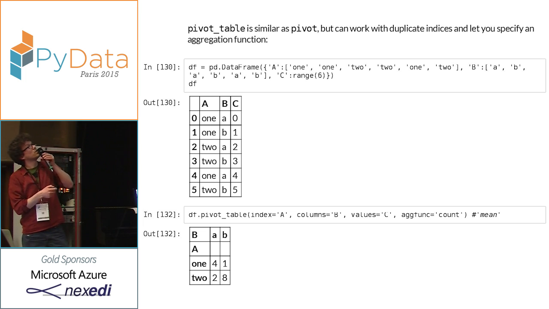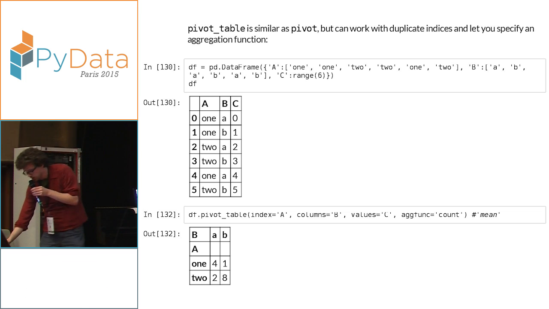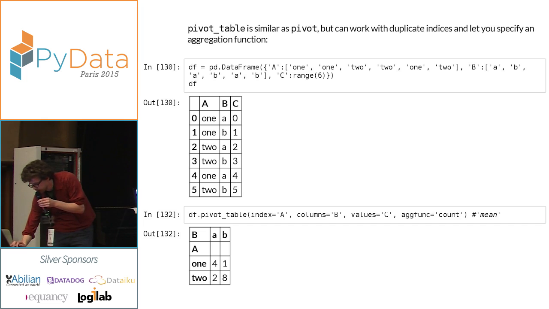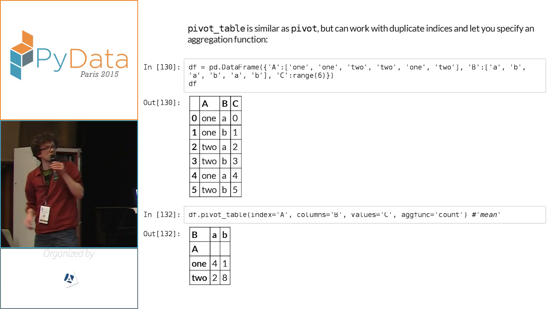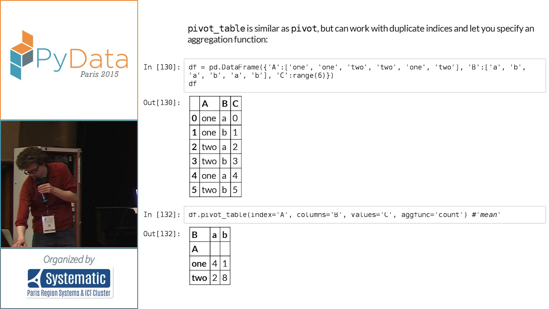If you use pivot table, you can specify an aggregation function. So for example, here you have the count, but there are a lot of methods available. You can, for example, also take the mean of those, and then you get the mean or some other functionality.